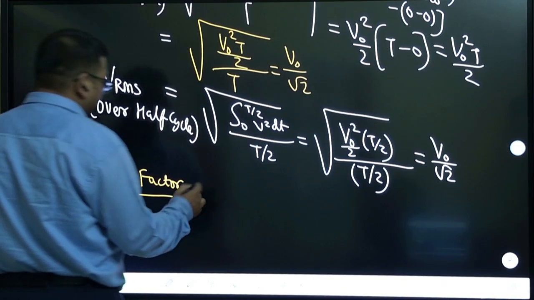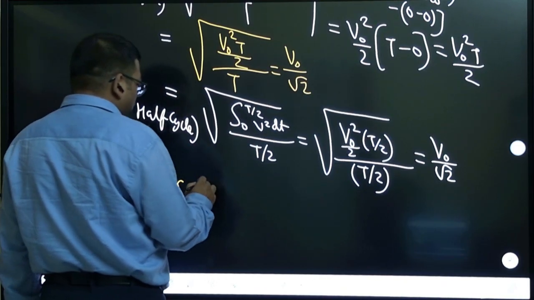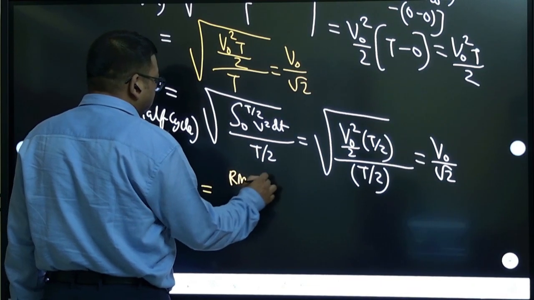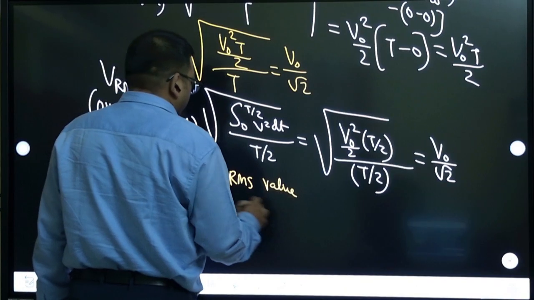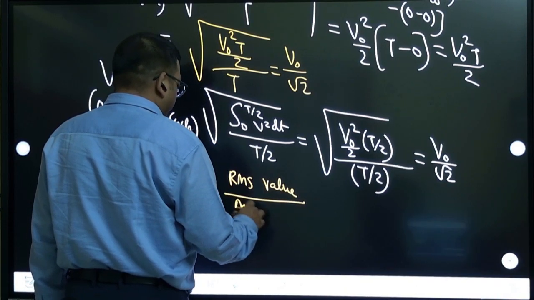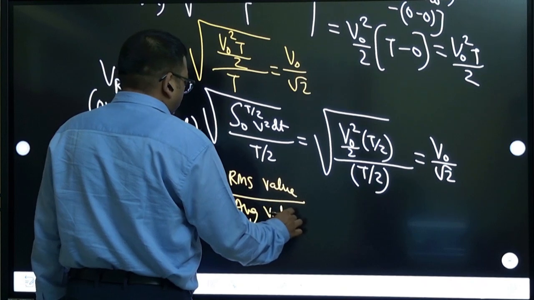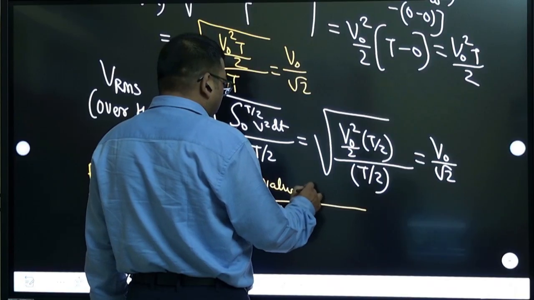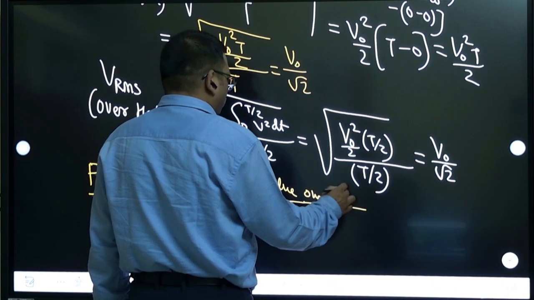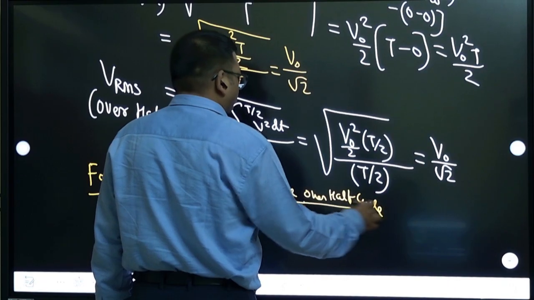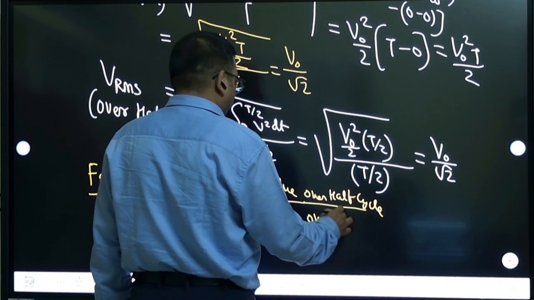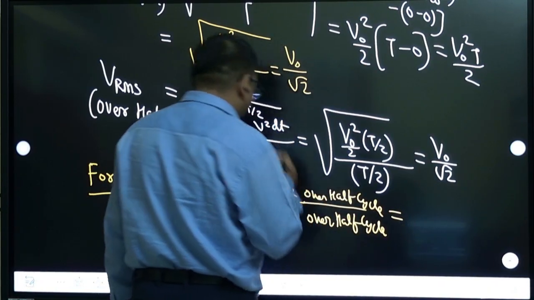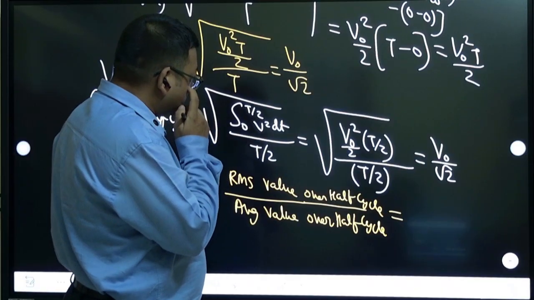Okay, form factor of any function is given as RMS value divided by average value. Obviously they cannot take over one cycle, so you take over half cycle. So for sinusoidal function, we have already calculated RMS value.